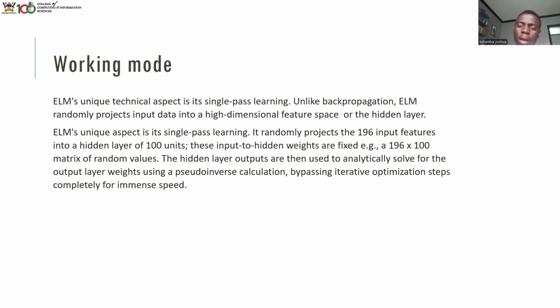So we had over 196 input features into the hidden layer of 100 units, and these input-to-hidden weights were fixed. So the hidden layer outputs are then used to analytically solve for the output layer weights using a pseudo-inverse calculation, bypassing iterative optimization steps completely for immense speed. So one of the advantages I spoke about in the beginning was this model is really fast, and I don't need to do very many iterations like the ones we saw in the CatBoost. So it just goes through once.